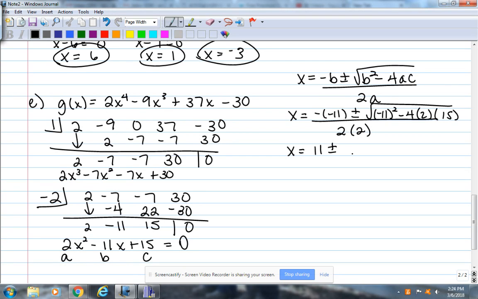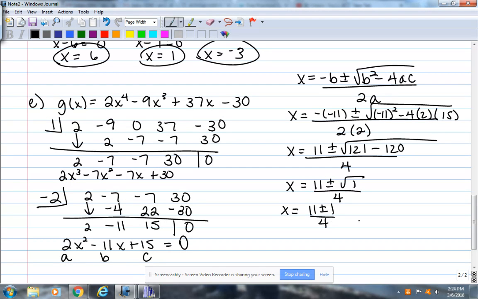So that's 11 plus or minus the square root of 121. 8 times 15 is what, y'all? 120. All divided by 4. So under the radical, what's 121 minus 120? It's just 1. So 11 plus and minus the square root of 1 over 4. What's the square root of 1, though? 1. So 11 plus and minus 1 over 4. So then it's two problems. X equals 11 plus 1 over 4. And x equals 11 minus 1 over 4.